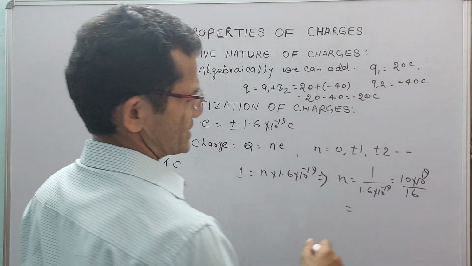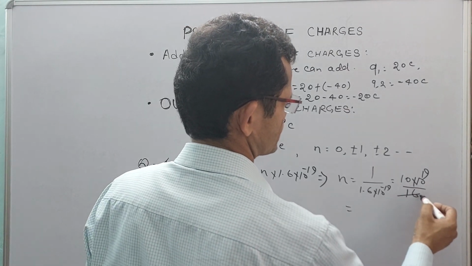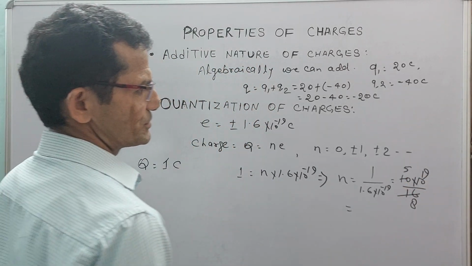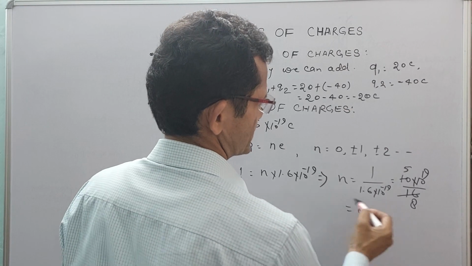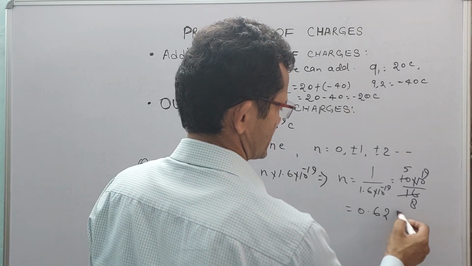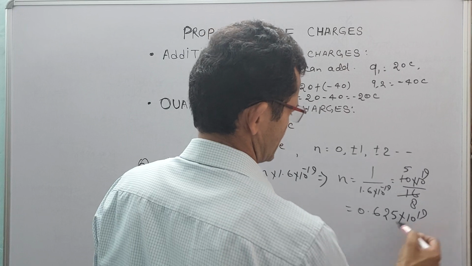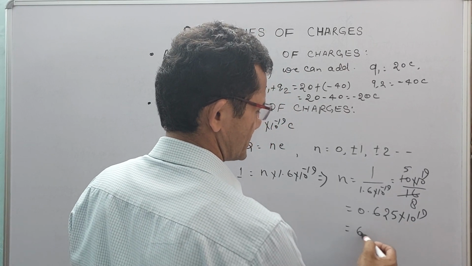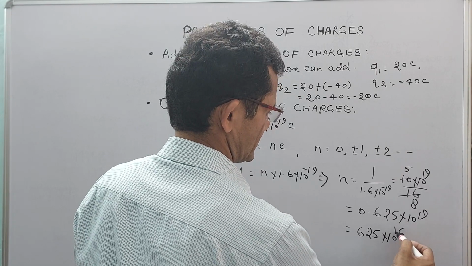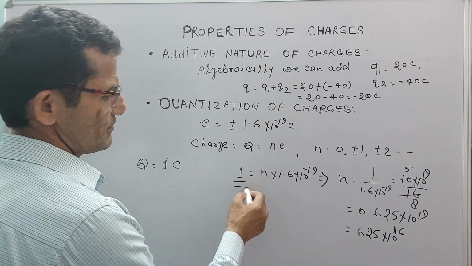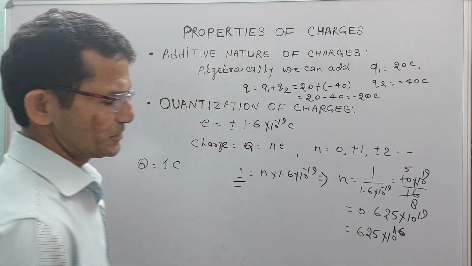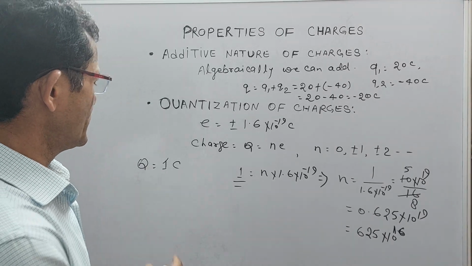If you divide this, the value comes out approximately 625, that is 6.25 times 10 raised to the power 18, which is 625 times 10 raised to the power 16. So that many protons are included in 1 coulomb.